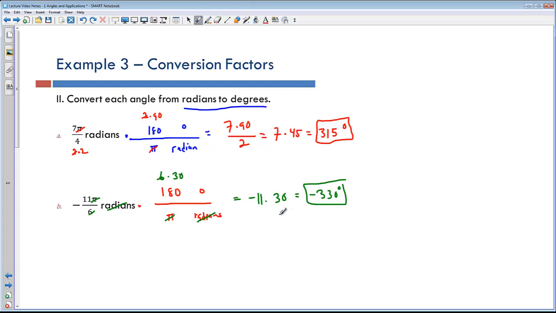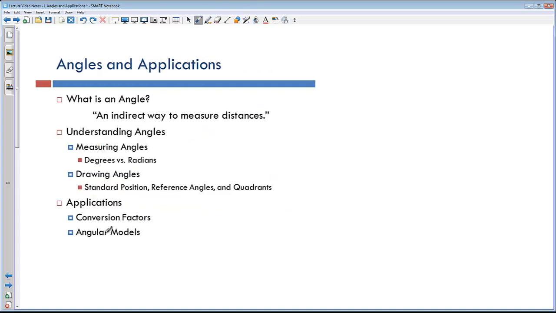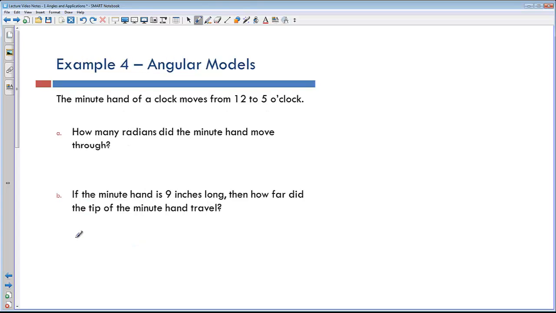All right, so finally, we're going to talk a little bit about what are called angular models, so using angles or angular ideas to model things. So let's look at our first question. And of course, it's probably one of the most popular angular models, which is the clock. So it says the minute hand of a clock moves around from 12 to 5 o'clock. How many radians did the minute hand move through?